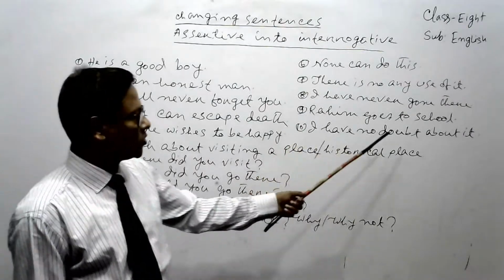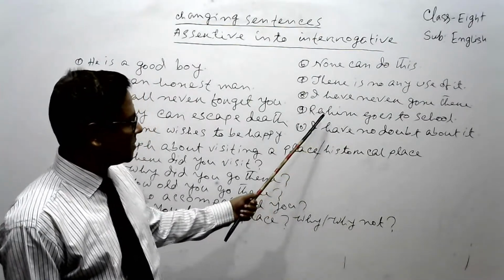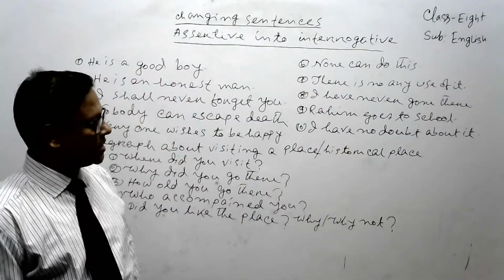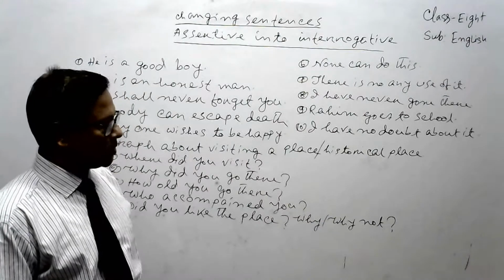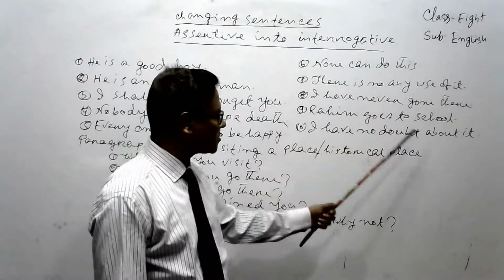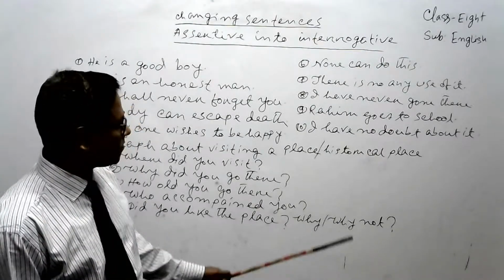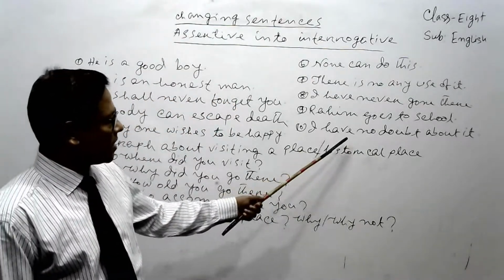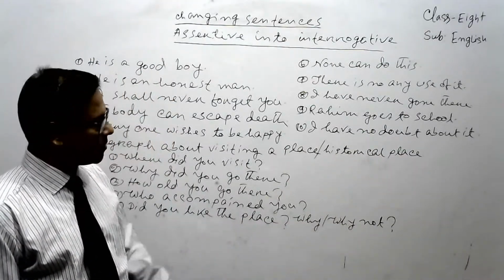Rohit goes to school. Here you can write, does Rohit go to school? It is also interrogative, but it is conversion. But if you do it as transformation, you have to write, doesn't Rohit go to school? It means he goes to school. In this way, I have no doubt about it. Have I any doubt about it?